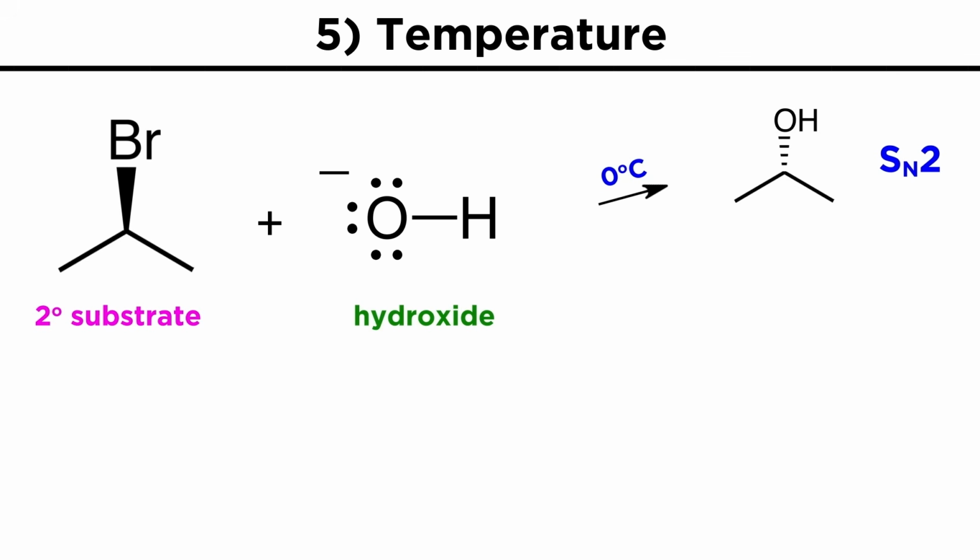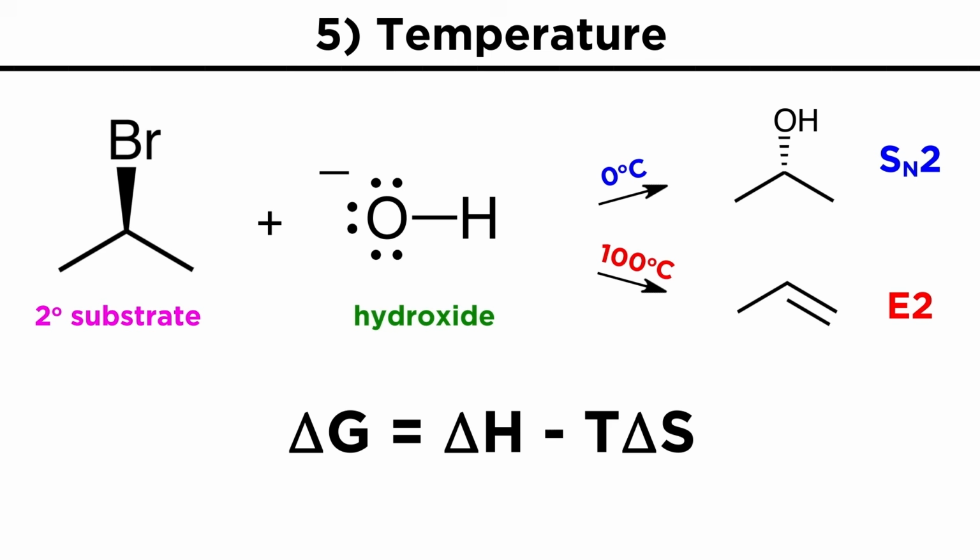As it happens, if we run this at a pretty cold temperature, let's say 0 Celsius, we are much more likely to get the SN2 product. If we run this at a hot temperature, say 100 Celsius, we are much more likely to get the E2 product. To understand why, we have to recall this equation.